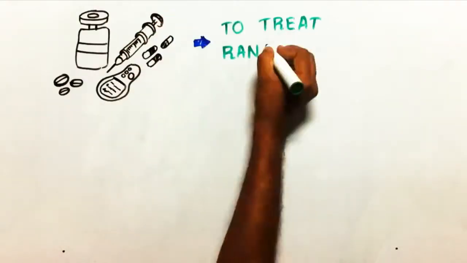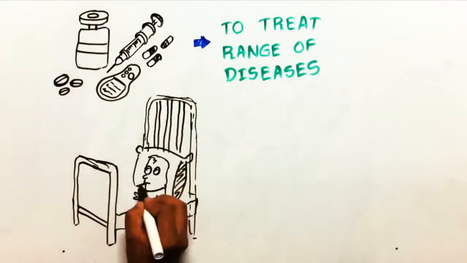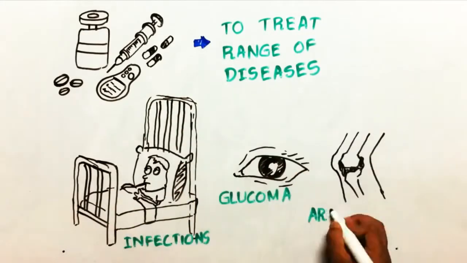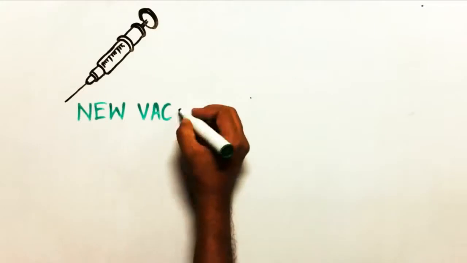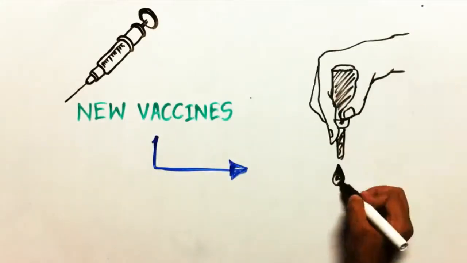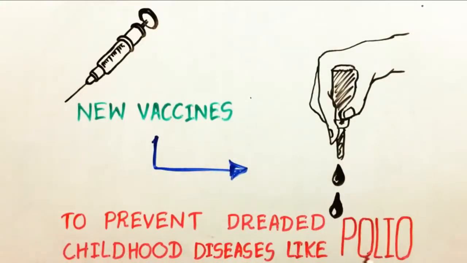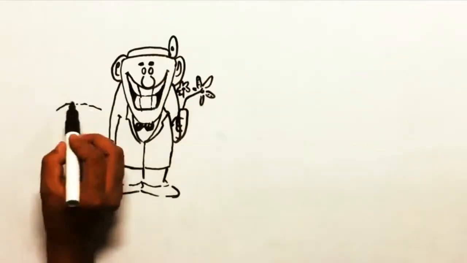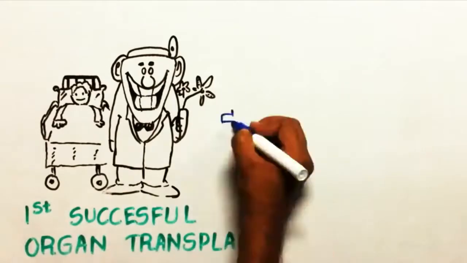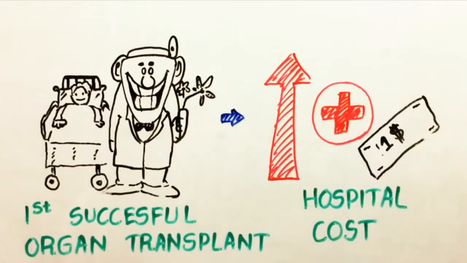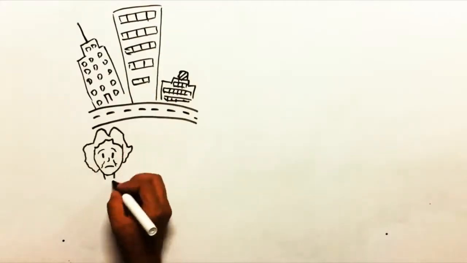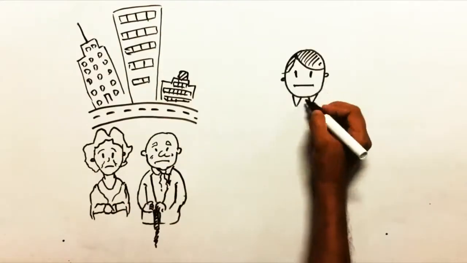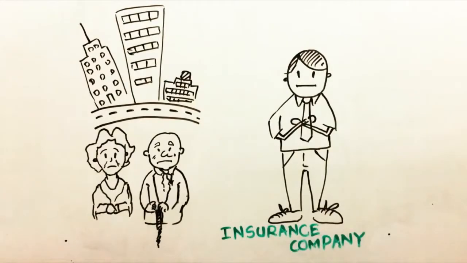By the 1950s, more medications are available to treat a range of diseases, including infections, glaucoma, and arthritis. New vaccines become available that prevent dreaded childhood diseases like polio. The first successful organ transplant is performed, and the price of hospital care doubles because of all of the new services. In the early 1960s, those outside the workplace, especially the elderly, have difficulty affording insurance.